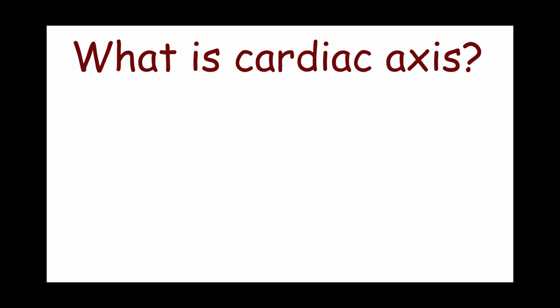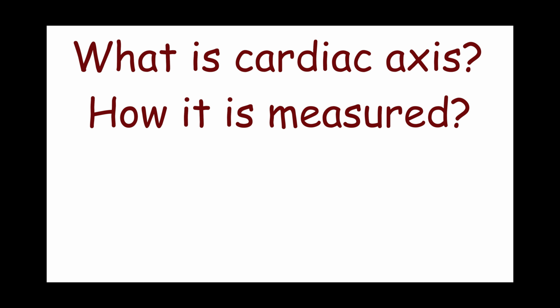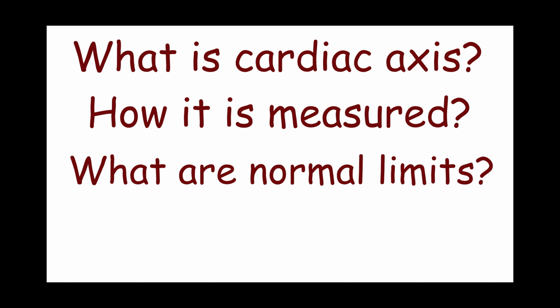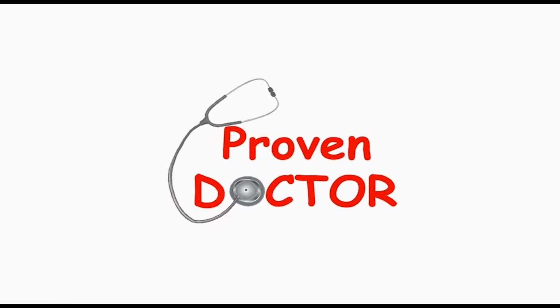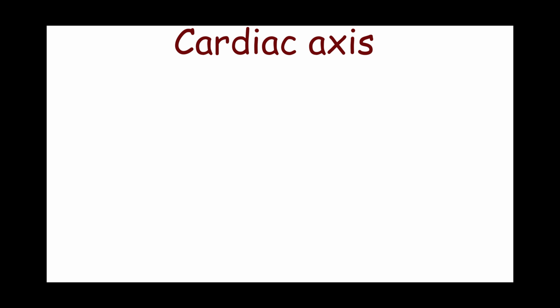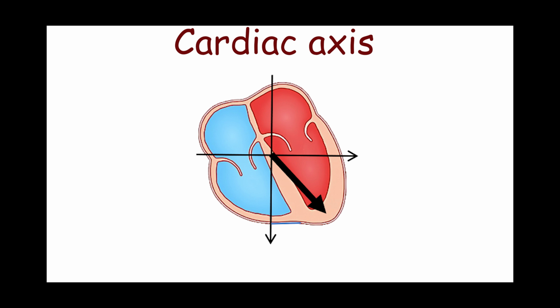What is cardiac axis? How is it measured? What are normal limits? This is the topic of this video. The cardiac axis refers to the average direction of ventricular depolarization in the vertical plane.